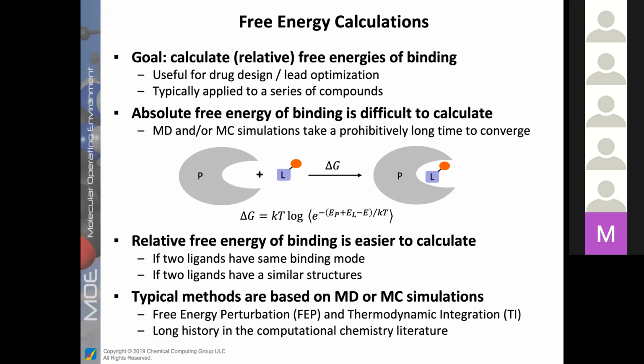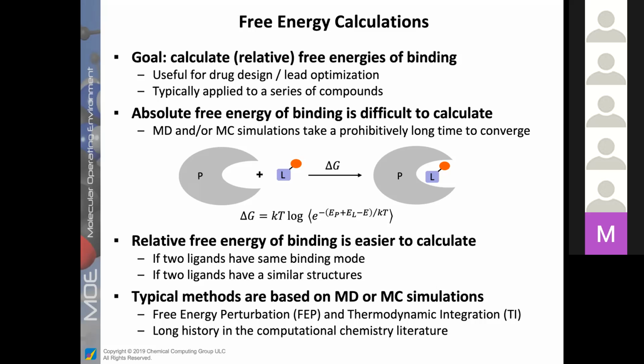Absolute free energy of binding, we heard that multiple times today, we cannot achieve other than by going to the D. Shaw Research group, I guess. But the relative free energy of binding is much easier to calculate if the ligand binding mode is similar, and if the ligands have a somewhat similar substructure, but we will get to that a little bit later on in the talk. So typical methods, we saw MC and MD today, and we talked about free energy perturbation and thermodynamic integration.